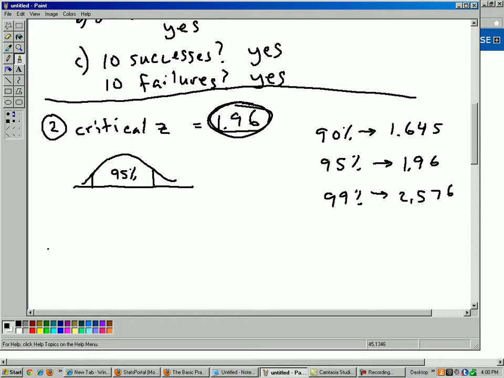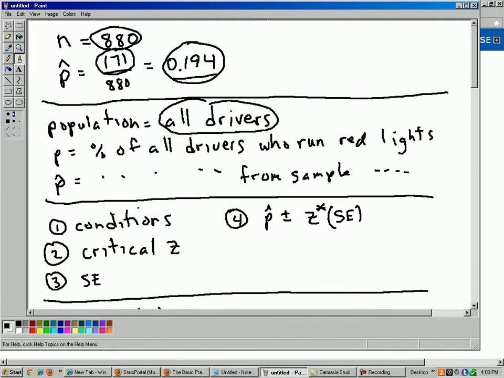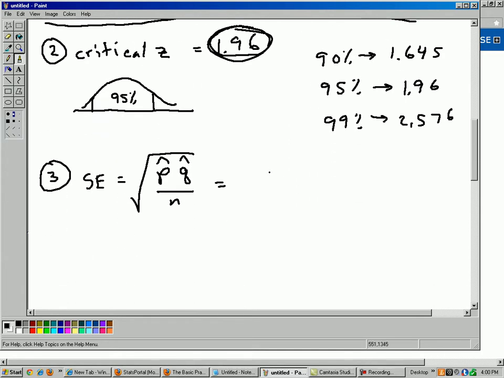Okay, so step 3. What is that standard error? The formula here is the square root of p hat q hat over n. So what is p hat? Well, let's go back up here. P hat was 0.194. Okay, and then what is q hat? Well, that's 1 minus 0.194. Let me just use my calculator here. 1 minus 0.194 is 0.806.